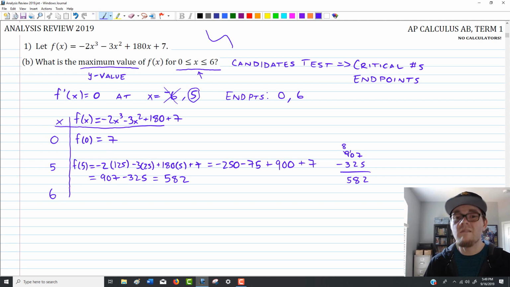Fortunately, we need to check 6. Now, my thought here is by looking at this picture up here, I recognize that that relative maximum that occurs must be at x equals 5.